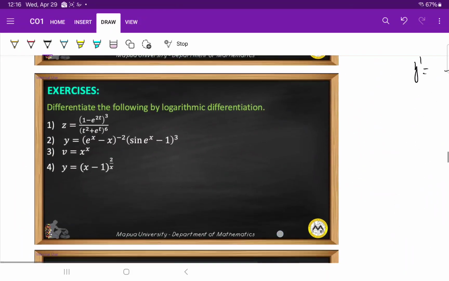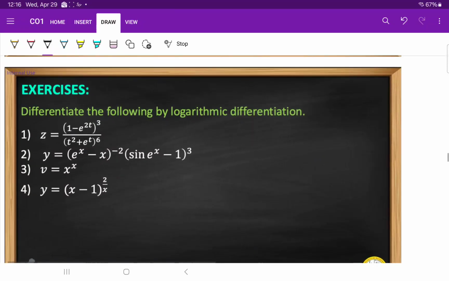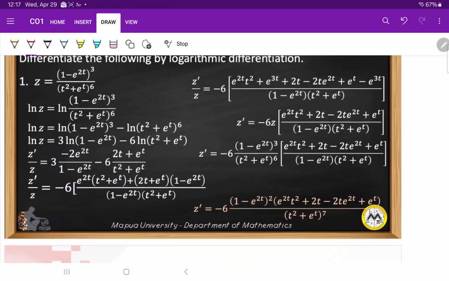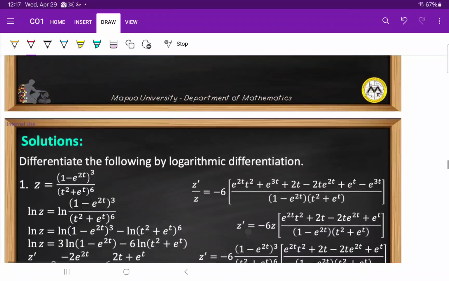Okay, so next is we have some exercises here. So just you have to do this at home. This is an exercise for you to do at home. Now actually this is the same na nung sinolve natin. So let's put here y. And then this one too. So we're done with numbers 3 and 4. We have x minus 1 raised to the 2 over x. So you just have to do 1 and 2. And there's a solution for number 1. It's here. So you can just simply look at this one.